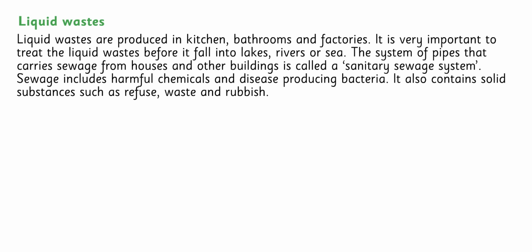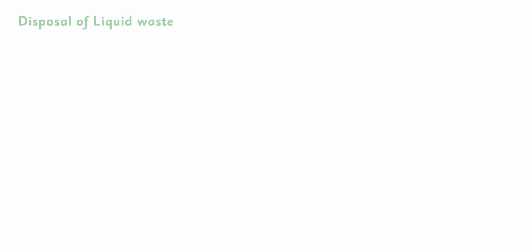Liquid wastes. Liquid wastes are produced in kitchens, bathrooms and factories. It is very important to treat the liquid wastes before they fall into lakes, rivers or seas. The system of pipes that carries sewage from houses and other buildings is called a sanitary sewage system. Sewage includes harmful chemicals, disease-producing bacteria, and also contains solid substances such as refuse, waste and rubbish.